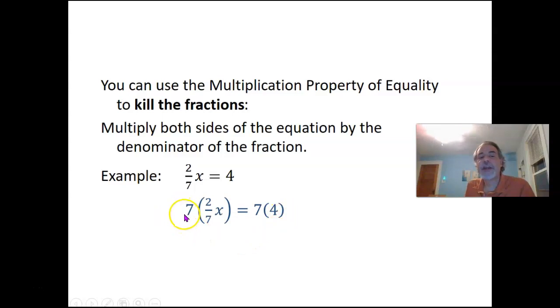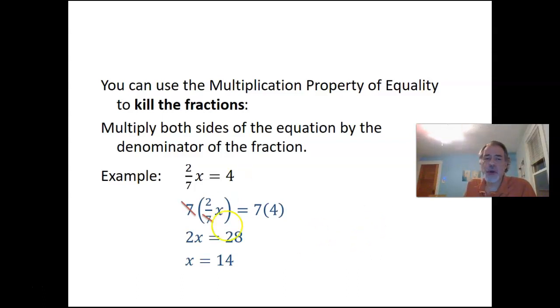But then 7 times 2/7 would just be 2. The 7/7 is just 1. And then 1 times anything else is just that anything else. So we've eliminated the fractions, and we're down to 2x equals 28. From here on out, we just divide both sides by 2, and we get x equals 14.